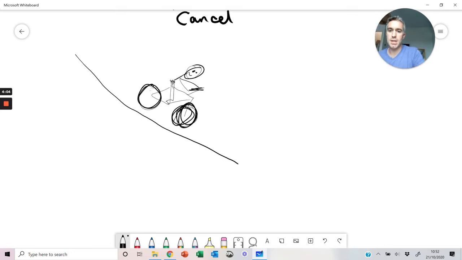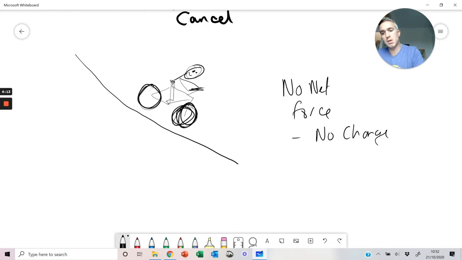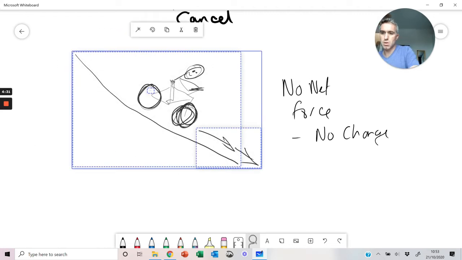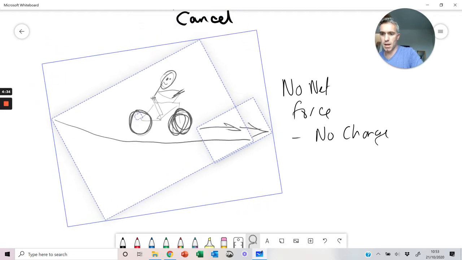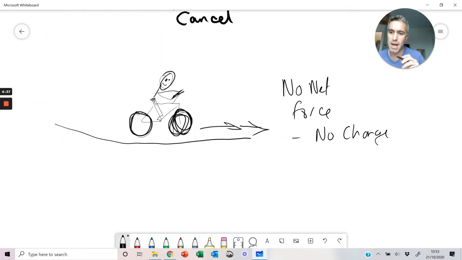Well, if there's no net force, then there's no change. So if the person is zooming down the hill really fast, if there's no force on them, you wouldn't expect there to be any change. Maybe I need to, can I select this? Rotate, yeah. Oh yeah, I'm a technical wizard. Okay, so now they're going horizontally along. They're going very fast. They've pedalled really fast. Their little legs have worked really hard and they're moving really fast.